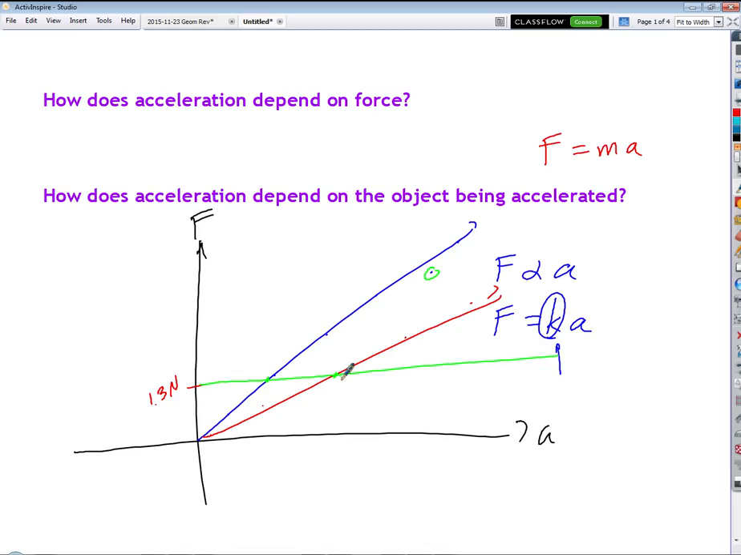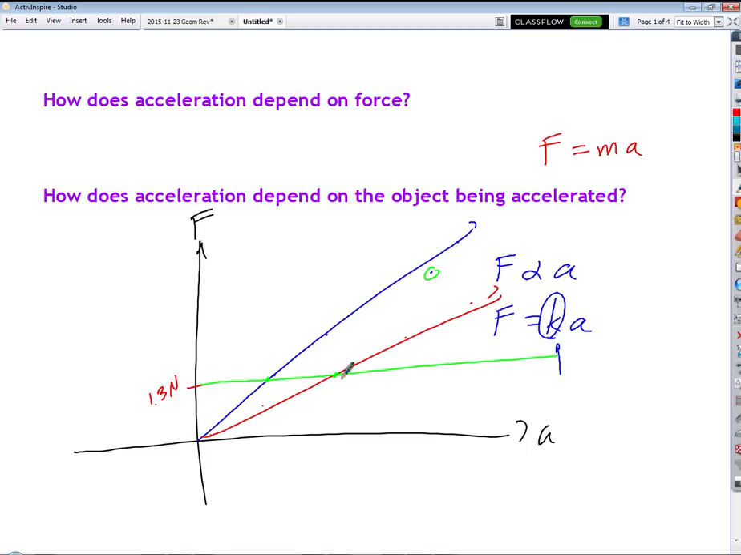What do you notice about the x coordinate of the blue line versus the red line? They're different. Which one's larger? The red one. That makes sense, doesn't it? Right? Doesn't that make sense? If I have the same force, but different masses, I should expect different accelerations, right?